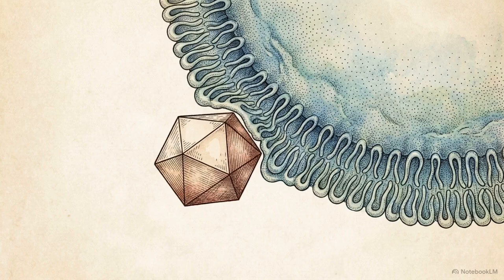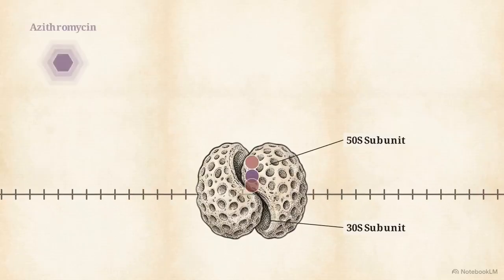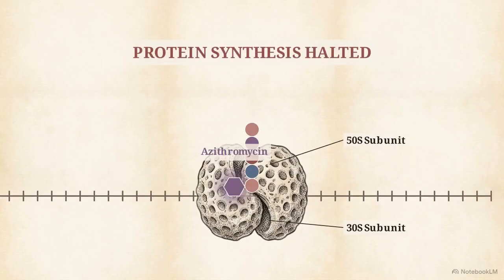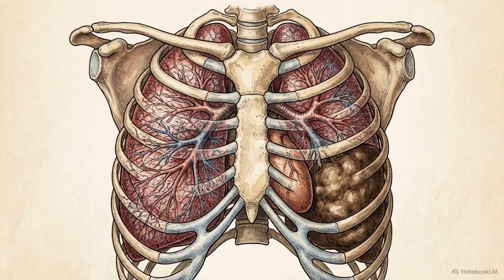Because mycoplasma lacks a cell wall, we cannot use beta-lactam antibiotics. We must use macrolides, like azithromycin, which target the 50S ribosomal subunit to shut down the pathogen's protein synthesis. When a pathogen relies on acute tissue destruction or lacks standard biological targets, the disease bypasses the typical patterns of alveolar consolidation.